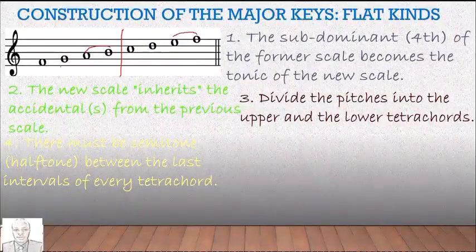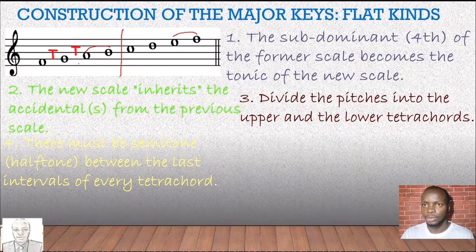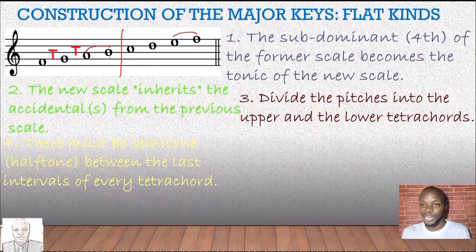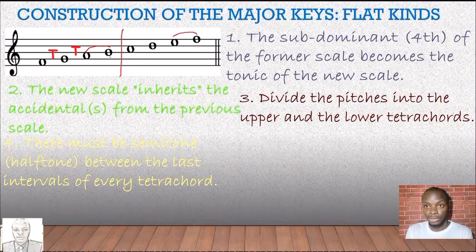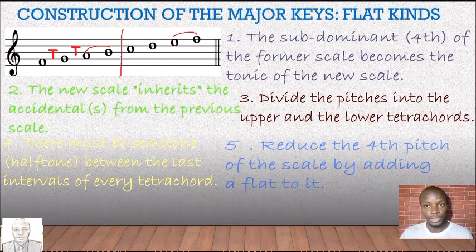So from F to G is a tone, and that's correct. From G to A is a tone, and that's also correct, right? From A to B is a tone, and that is wrong. So unlike the sharp kinds, where we used to have the irregularity at the end, in the flat kinds it is between the third note and the fourth note, and between the fourth note and the fifth note. There's supposed to be a flip in the interval so that we have a semitone between the third and the fourth pitch, and a tone between the fourth and the fifth pitch, right?